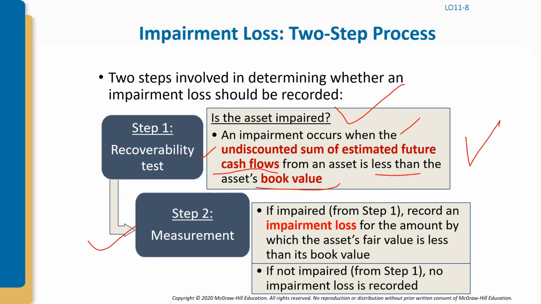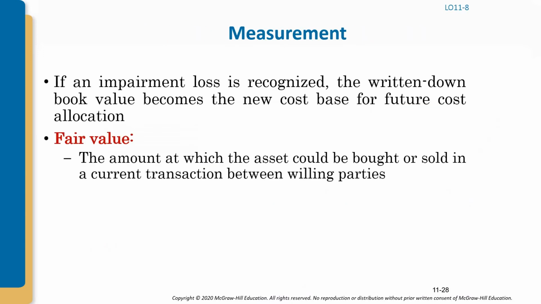if in step 1 we identify an impairment loss, we need to prepare the journal entries. And if not impaired, then no impairment loss is recorded. So measurement, how do we measure? If an impairment loss is recognized, the written down book value becomes the new cost base for future cost allocation.